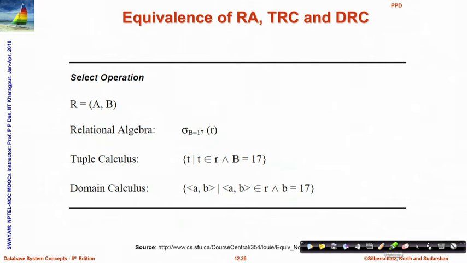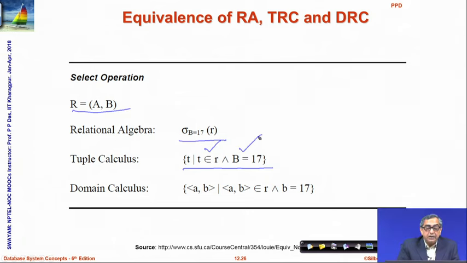So, I am not showing the proof, I am just giving you some example cases. Relation R has two attributes A and B. This is what you wanted to write in relational algebra: collect all tuples where B is equal to 17. Naturally, in tuple relational calculus, you can easily write the first condition, since you are doing it on R. So, T must belong to R, and your condition is B should be 17. This predicate will represent the same relation as in tuple calculus.